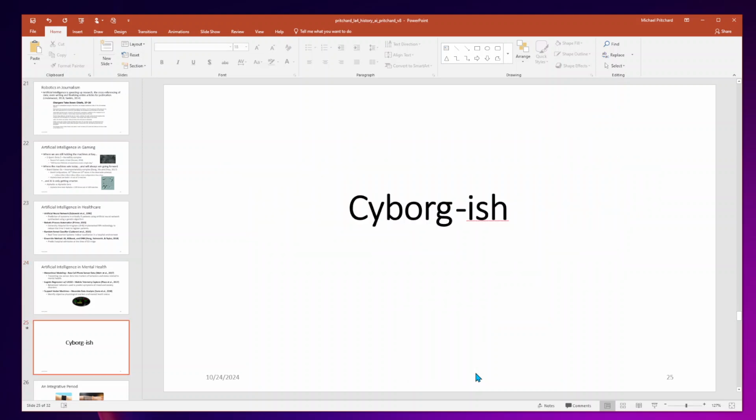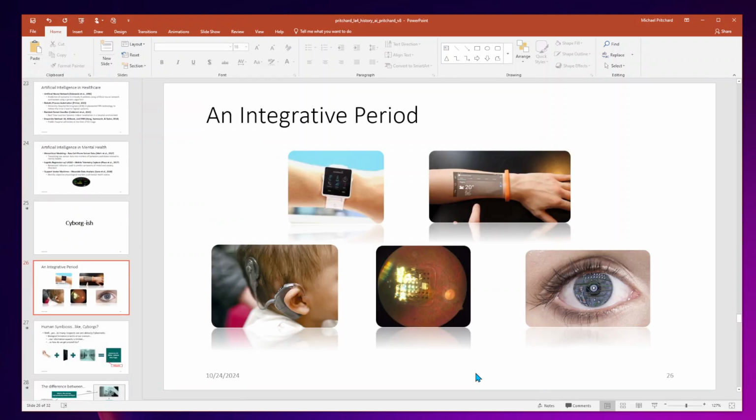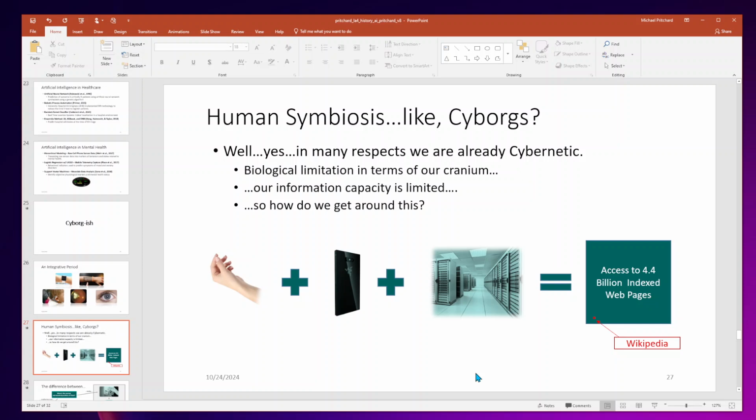And it kind of brings up another question. Are we kind of cyborgs? Well, I would say we've moved into an integrative period, and yes, we are. It's not a question of if we're cyborgs. We absolutely are cyborgs. We have a symbiotic relationship with technology that we can't get away from. So we are cybernetic organisms, as it relates to the relationships we find ourselves in.